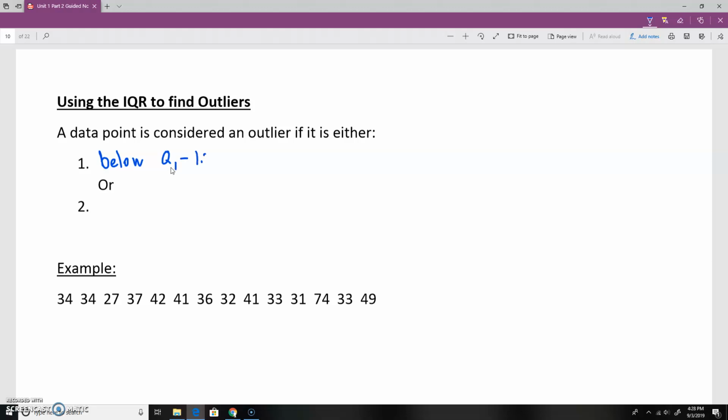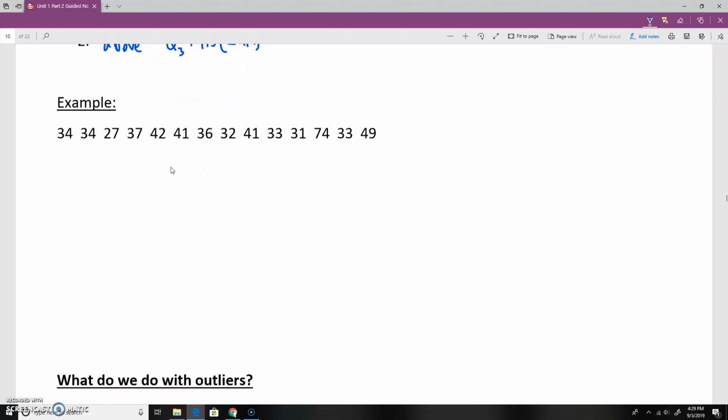A data point using this method is an outlier if it is below, or less than, Q1 minus 1.5 times the IQR, or if it is above Q3 plus 1.5 times the IQR. Okay, so let's see that in action with an example here.